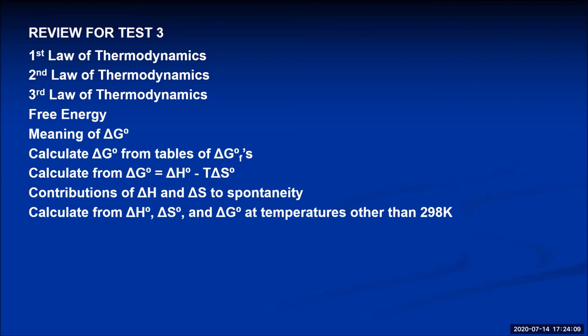We then talked about how delta H naught, delta S naught, and delta G naught are temperature dependent. Delta H naught and delta S naught are not dependent on temperature. They're always constant, but delta G naught does depend on temperature. So if you need to calculate these at temperatures other than 298, I would like you to be able to do that. We did a number of examples based upon that.